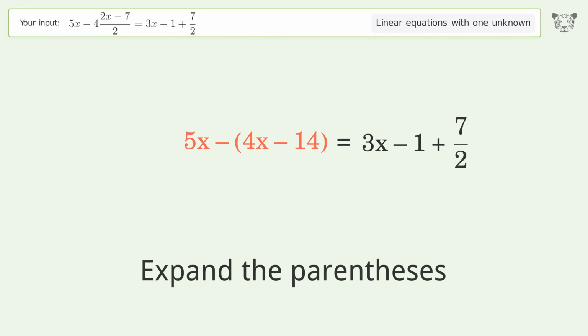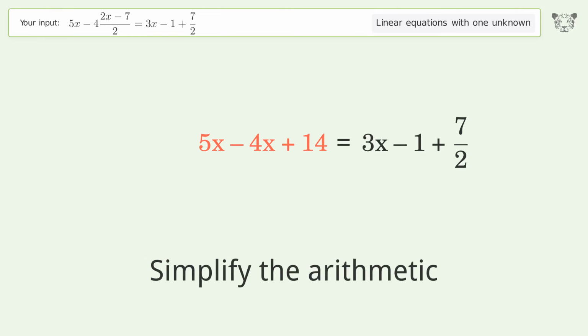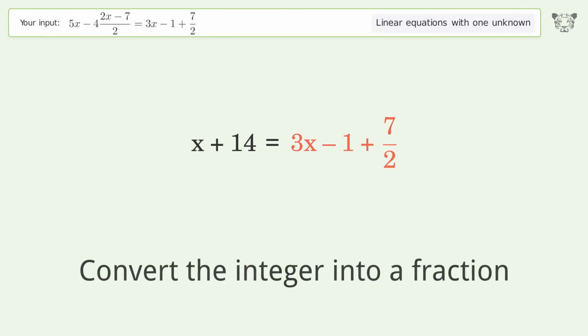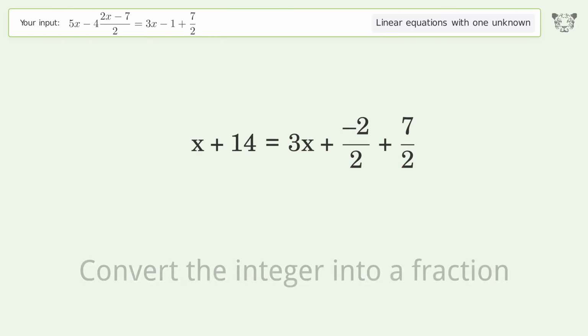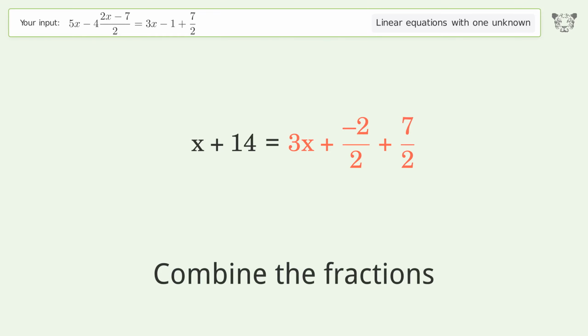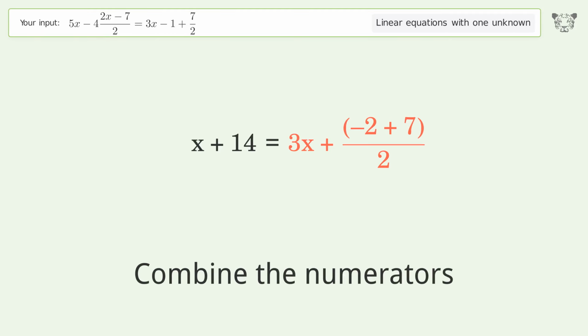Expand the parentheses. Simplify the arithmetic. Convert the integer into a fraction. Combine the fractions. Combine the numerators.